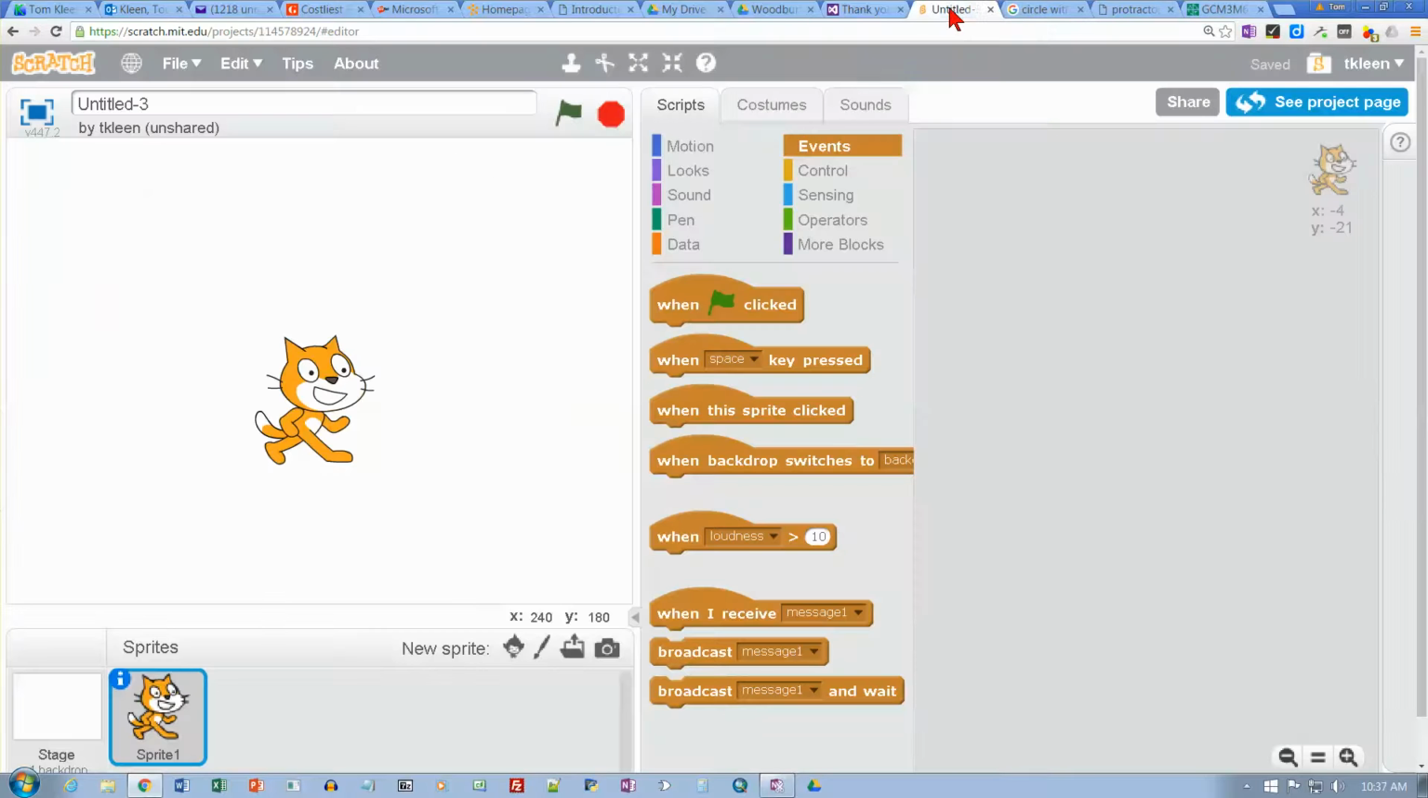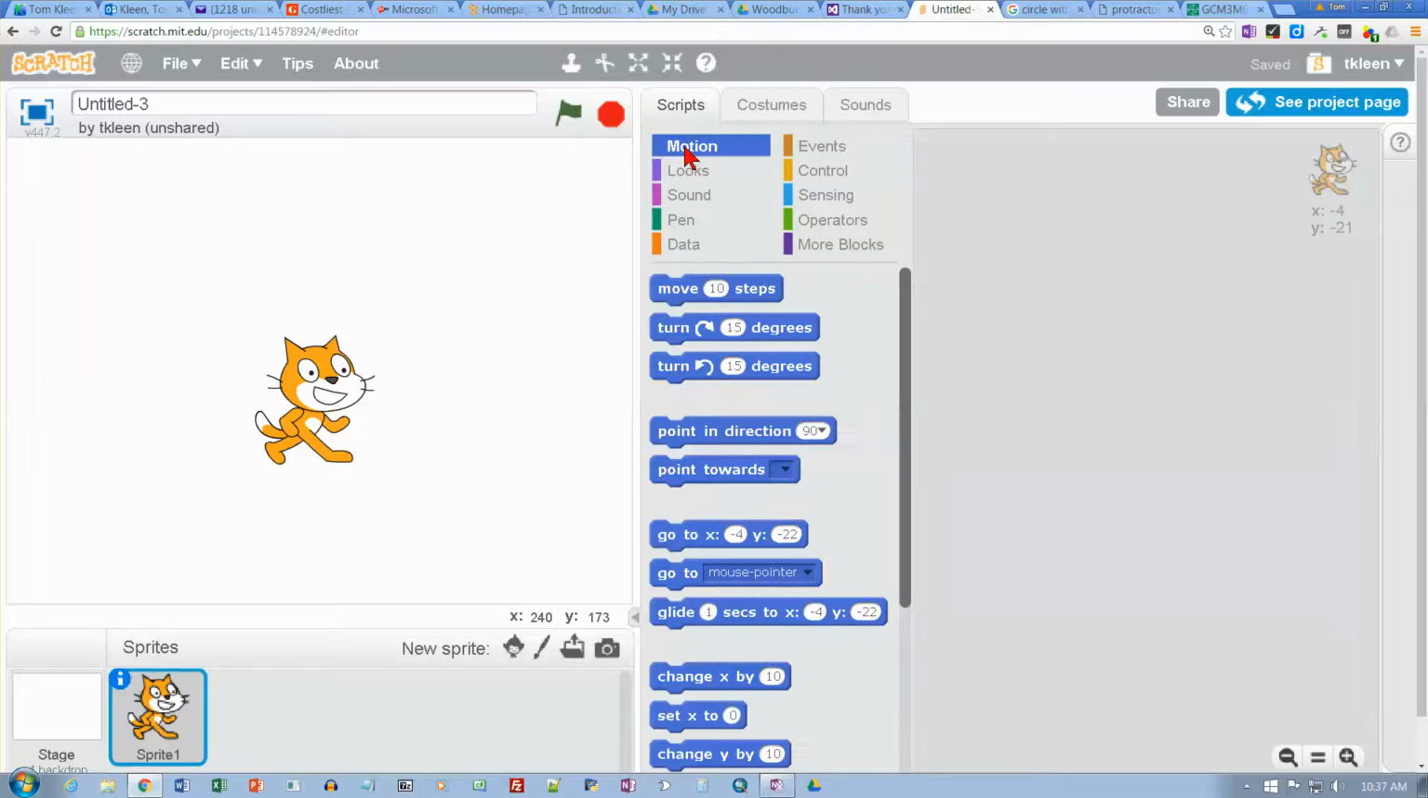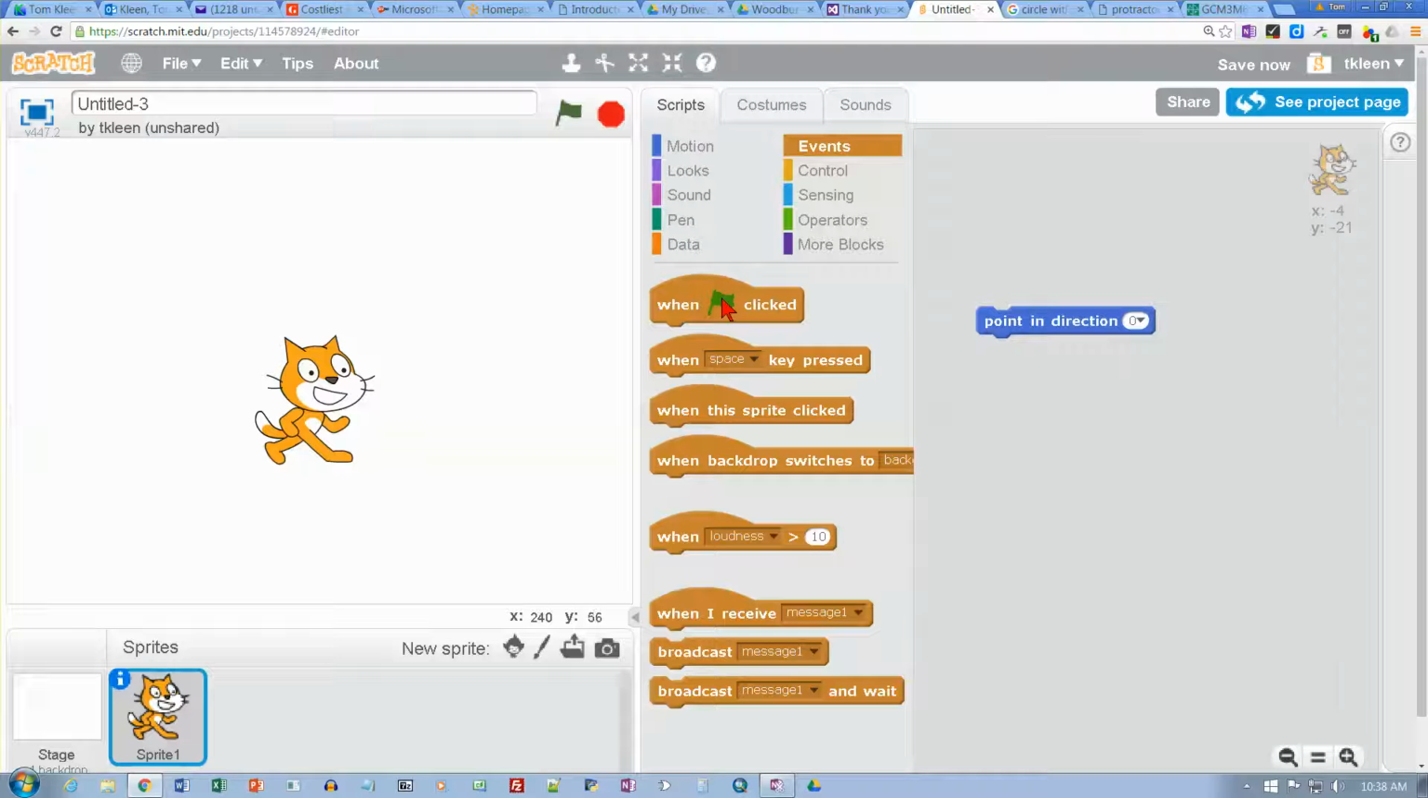Okay, so now let's go back and take a look, and let's make him point to 0 when our program starts up. So I'm going to have him point in direction, and it gives you some little hints here. And we can put in our own numbers, but if we want one of these four basic directions, we can just click on it. And this is not going to happen unless I tell it that I want it to happen when this event occurs, when the green flag is clicked. So let's run it, and he should point straight up when the program runs.